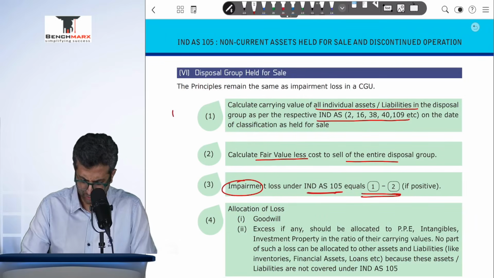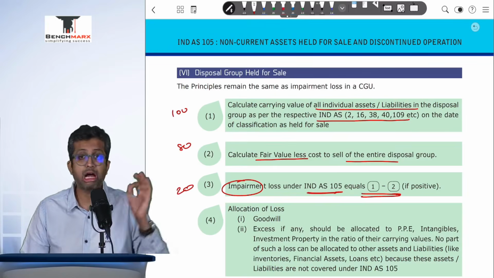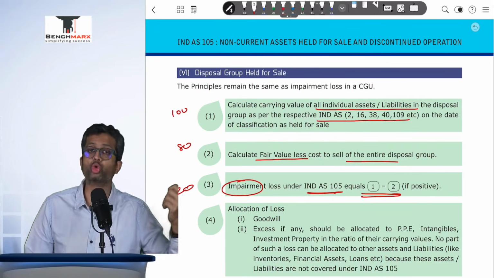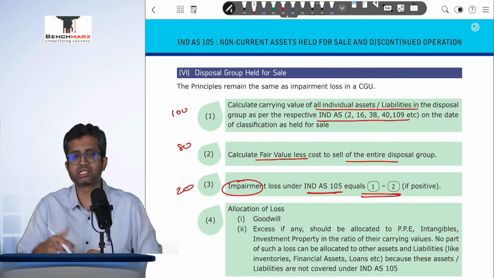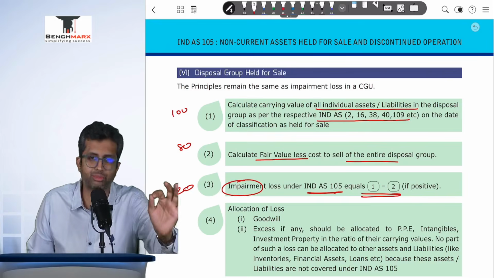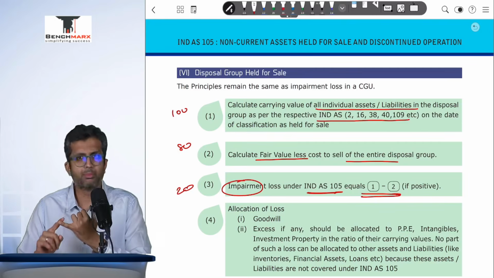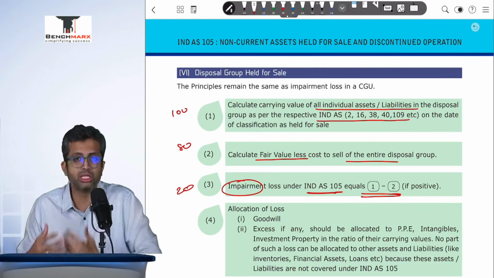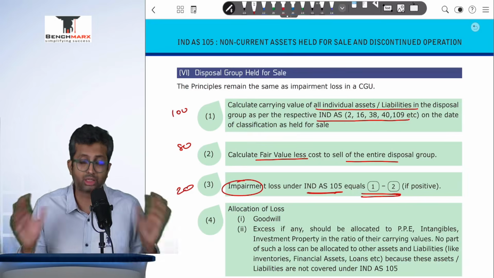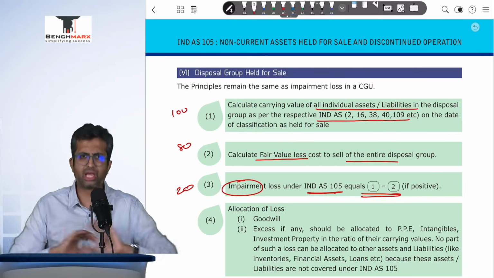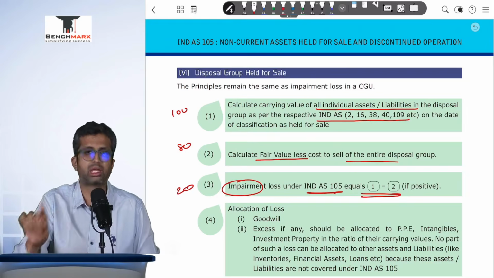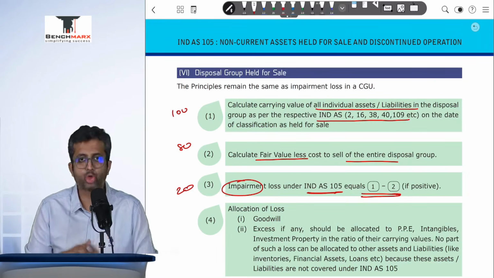Now, let's say this was 100, this was 80, and hence this is 20. Now, how will you allocate the 20? Like you do for Ind AS 36 cash generating unit. The first allocation will go to goodwill, if any, and the excess, if any, will go to the other eligible assets. What are the eligible assets? PP, intangibles, investment property, etc. These are the items which are covered by Ind AS 105. There are other items like inventories, financial assets, deferred tax assets. There will be no loss allocation going to them because the write-off provisions don't apply to these other assets.